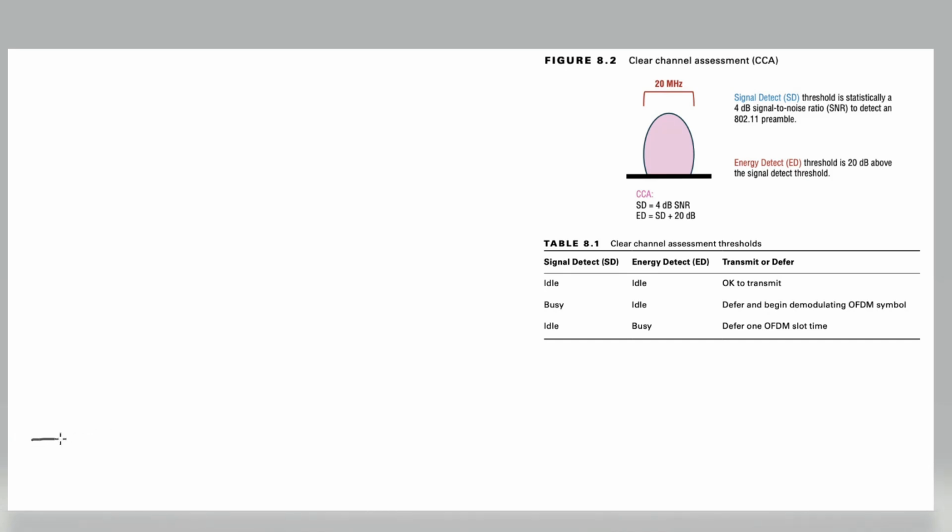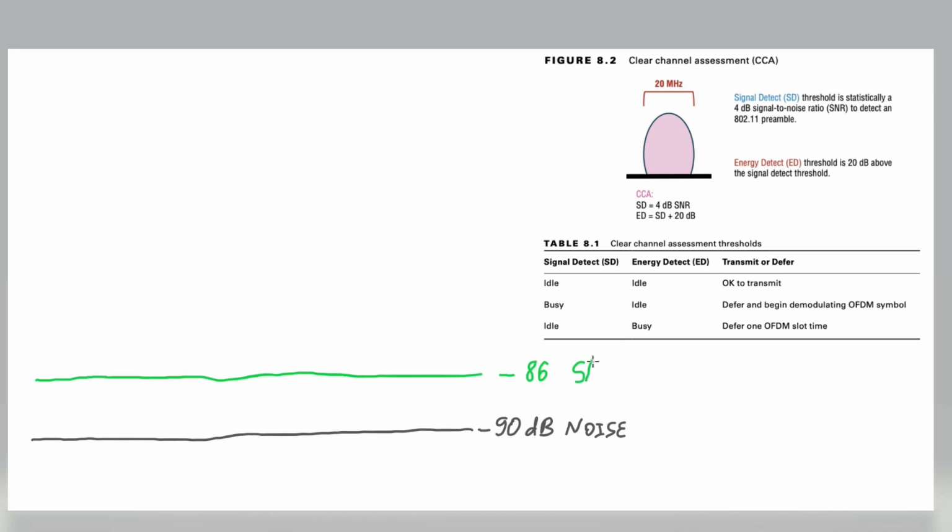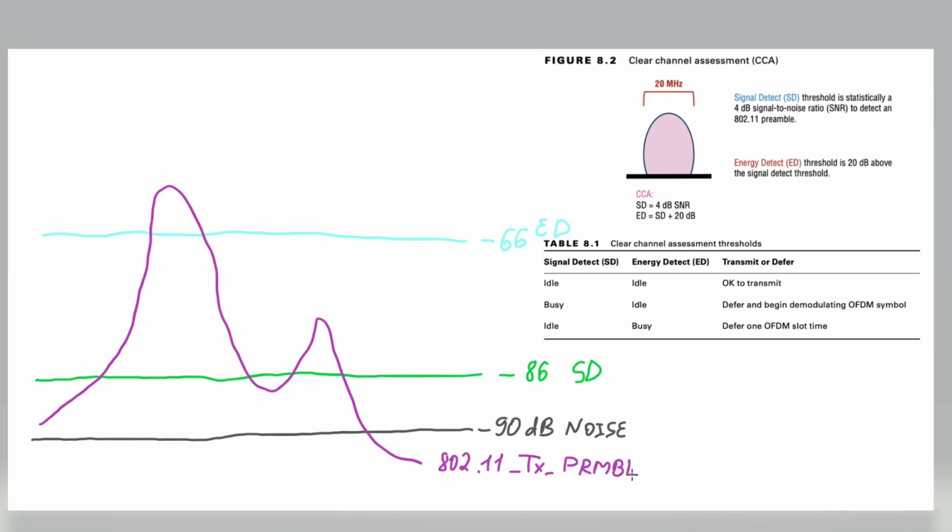Let us have a noise floor of minus 90 decibels. Then the signal detect threshold will be minus 86 and energy detect minus 66. Let's say some Wi-Fi device is transmitting a signal. It will contain a preamble. Assume also that at some moment of time there was a strong burst of interference. There will be no preamble in it.